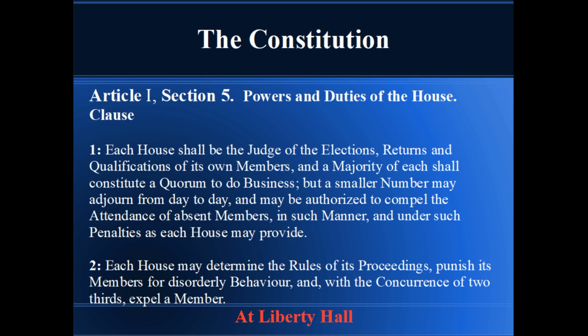Clause 1. Each House shall be the judge of the elections, returns, and qualifications of its own members, and a majority of each shall constitute a quorum to do business. But a smaller number may adjourn from day to day, and may be authorized to compel the attendance of absent members in such manner and under such penalties as each house may provide. Clause 2. Each house may determine the rules of its proceedings, punish its members for disorderly behavior, and with the concurrence of 2/3, expel a member.